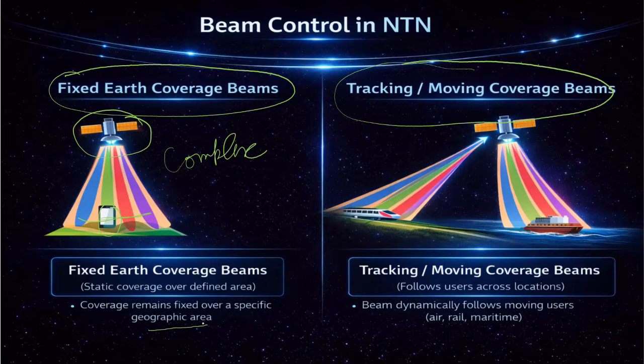So now look at the Earth moving beams. In this approach, the beams move along with the satellite, so the coverage area shifts continuously across the Earth. So how does it work? The beam footprints move as the satellite moves.